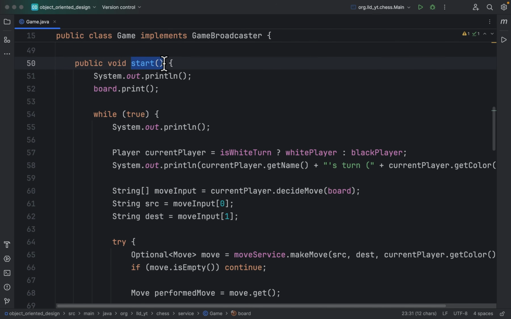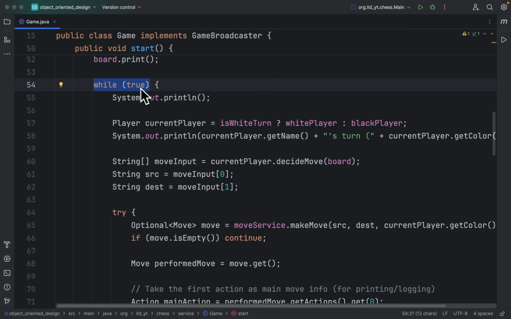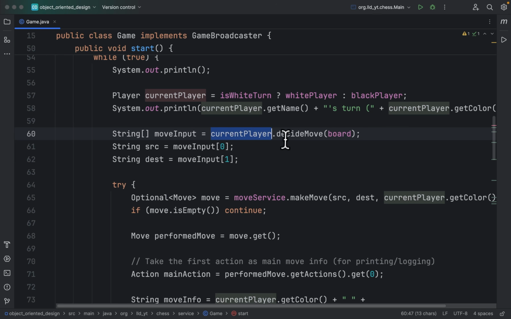Now, this is the main function in the game class. First of all, I am printing the board. After that, I am starting the infinite while loop, which we do in all the game designs. And this would be executed until one of the players wins the game. If this boolean variable is true, it means that the white player would play the chance, otherwise the black player will play the move. That player will decide the move.